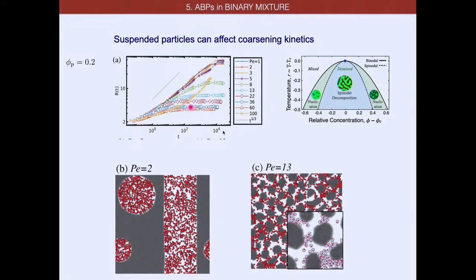Now, what we observe is that as we increase Peclet number, there is a regime where the coarsening is arrested, and what we see is basically a state where the active particles have broken up the other phase, for one particular case, into domains that are relatively spherical. So this is more like an emulsion, if you want. So active particles are able to emulsify a binary mixture.